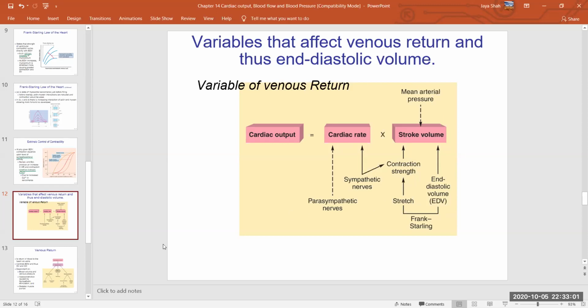In summary, stroke volume is directly proportional to the end-diastolic volume or preload, and stroke volume is inversely proportional to total peripheral resistance or afterload.